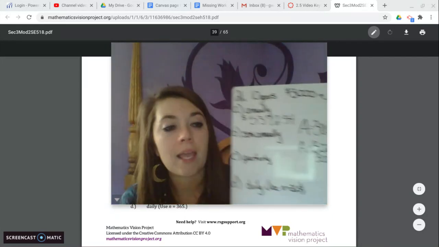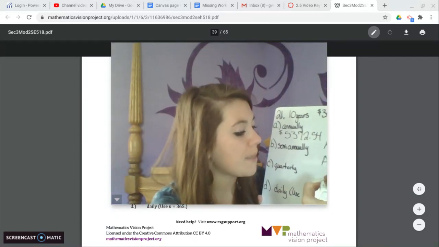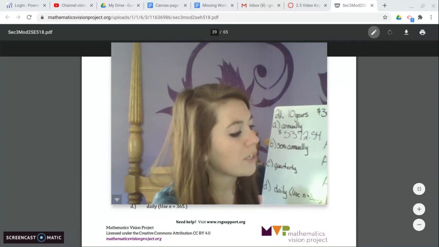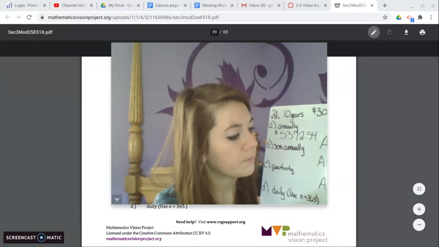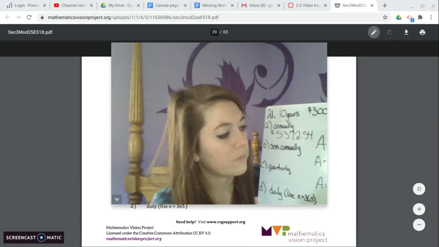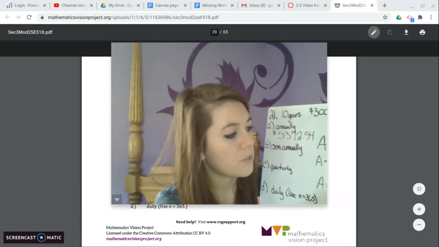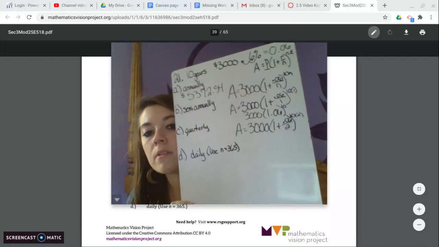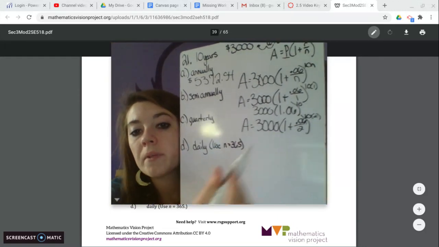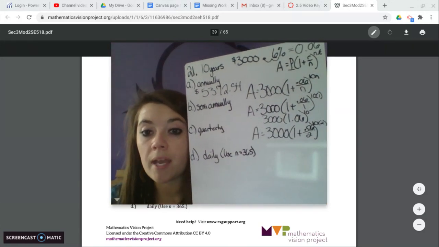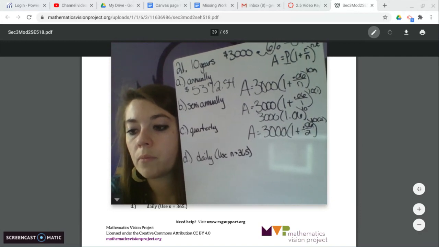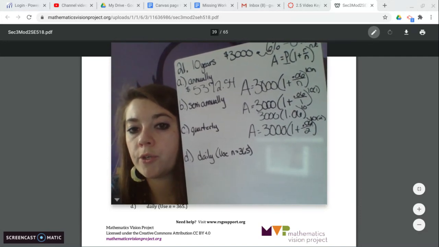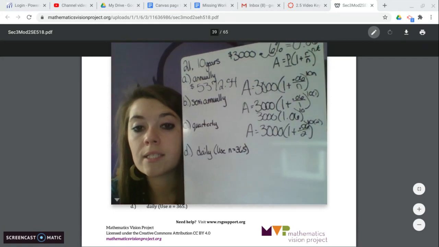Now we're going to look at semi-annually. So for semi-annually, that means it's happening twice. So we're going to have 0.06 over 2 to the 10 times 2. We put the 2 in there because we're doing this semi-annually. So now we need to take our 0.06 and divide it by 2, and we're going to get 0.03.